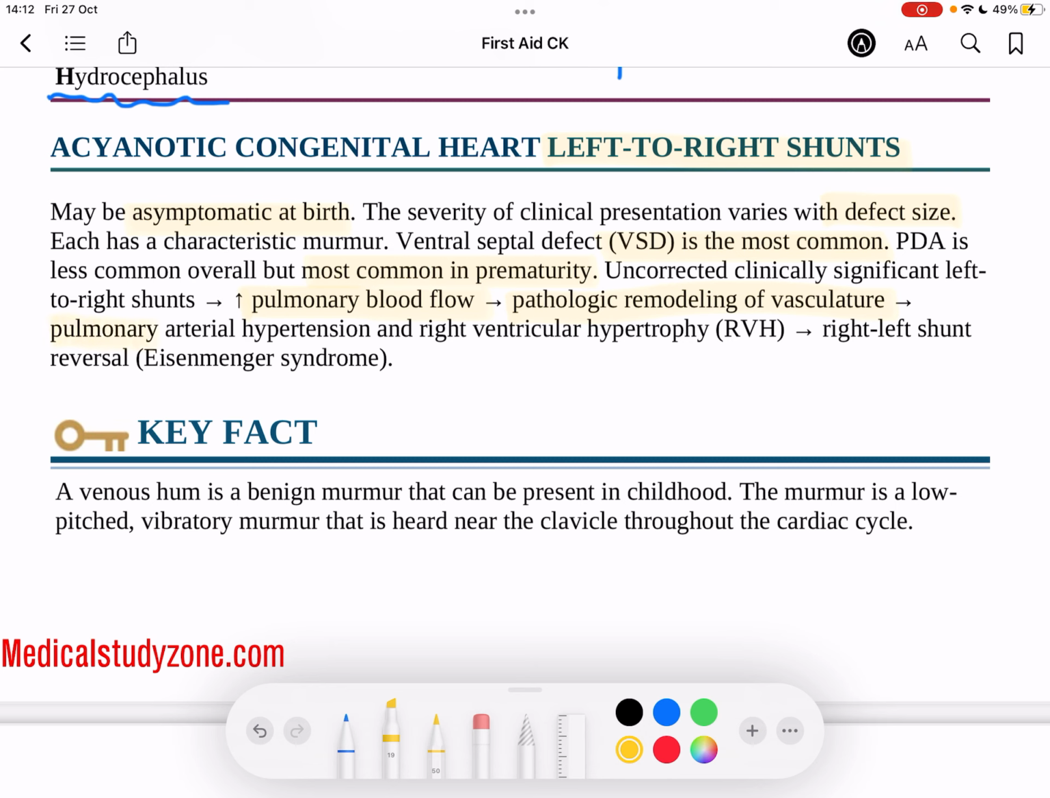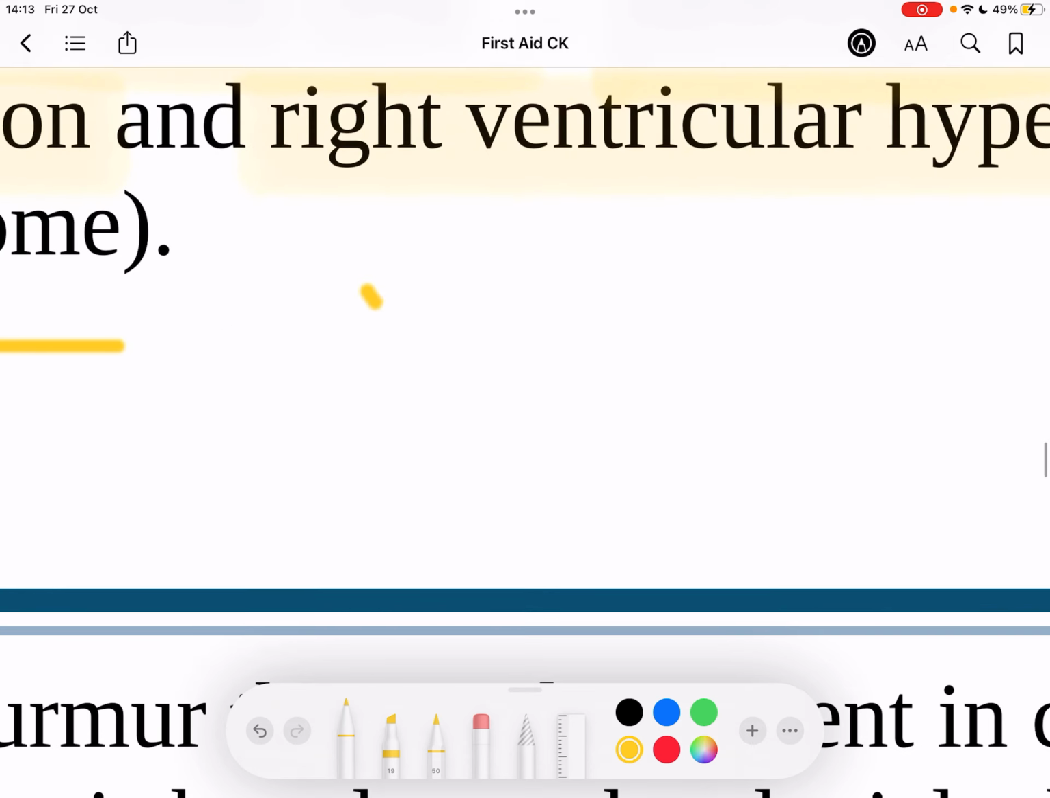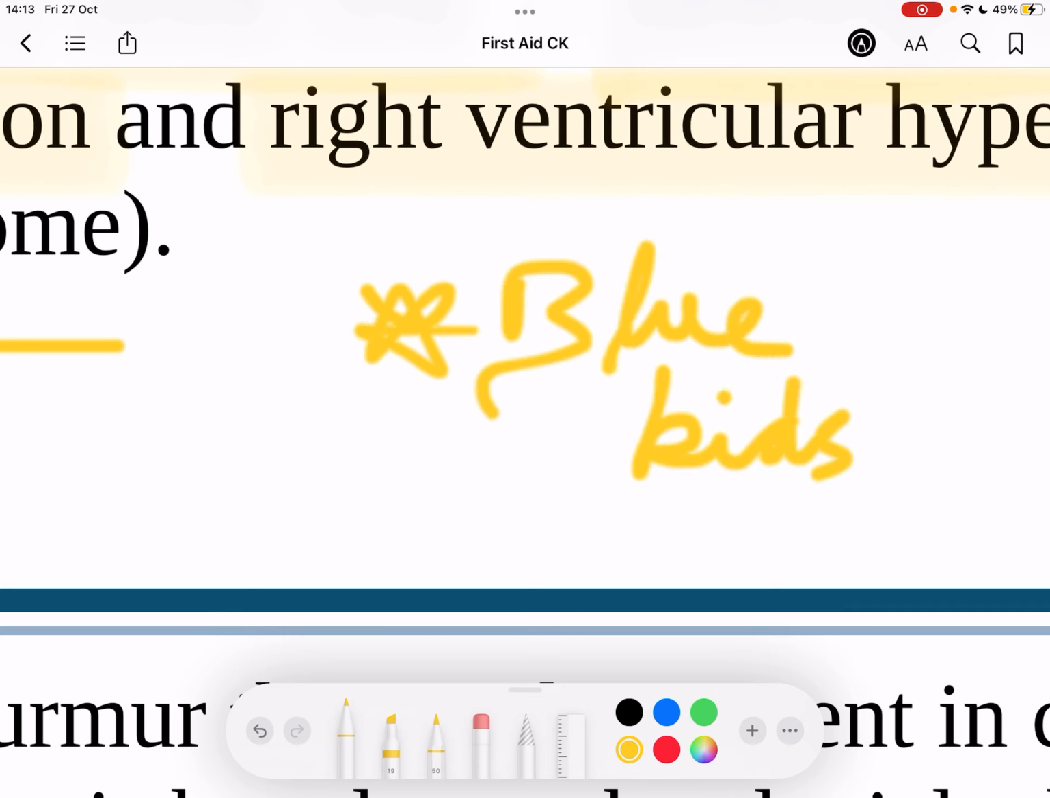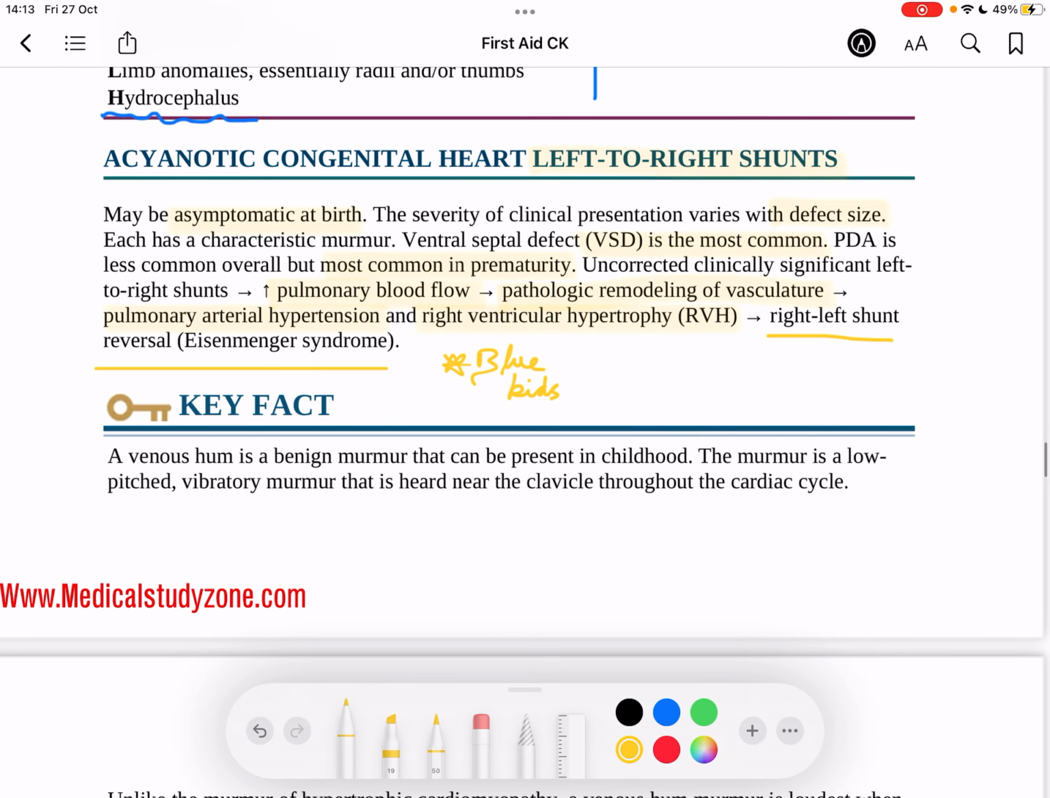Over time, that's going to cause pulmonary artery hypertension and even right ventricle hypertrophy. So the pressures in the right side of the heart start to go up and up and up. And eventually, that can even reverse the shunt and cause Eisenmenger syndrome. And this is often referred to as blue kids, okay? Whereas the actual cyanotic congenital heart diseases are blue babies. Whereas an acyanotic congenital heart disease that's been left for a certain amount of time, where the patient then develops Eisenmenger syndrome, are referred to as blue kids rather than blue babies.